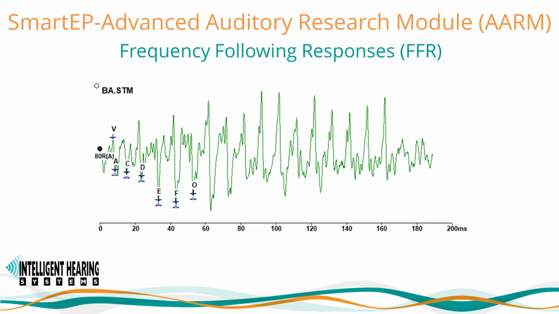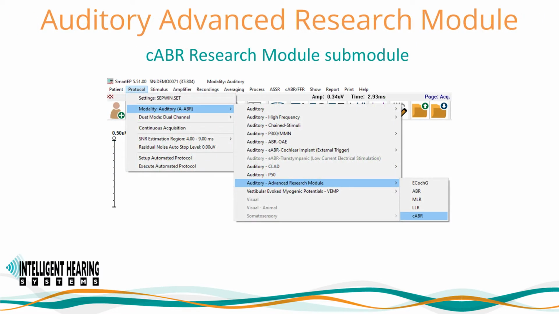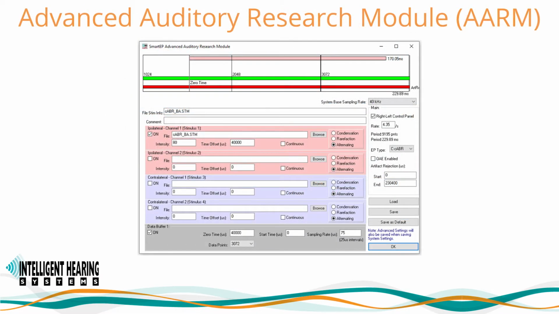Hello, welcome to this overview of the SmartEP Advanced Auditory Research Module, also known as AARM. This module is accessible from the protocol menu and can be used to acquire ECOGs, ABRs, MLRs, LLRs, CABR, or FFRs. Ready and calibrated stimuli can be imported into the Advanced Auditory Research Module.